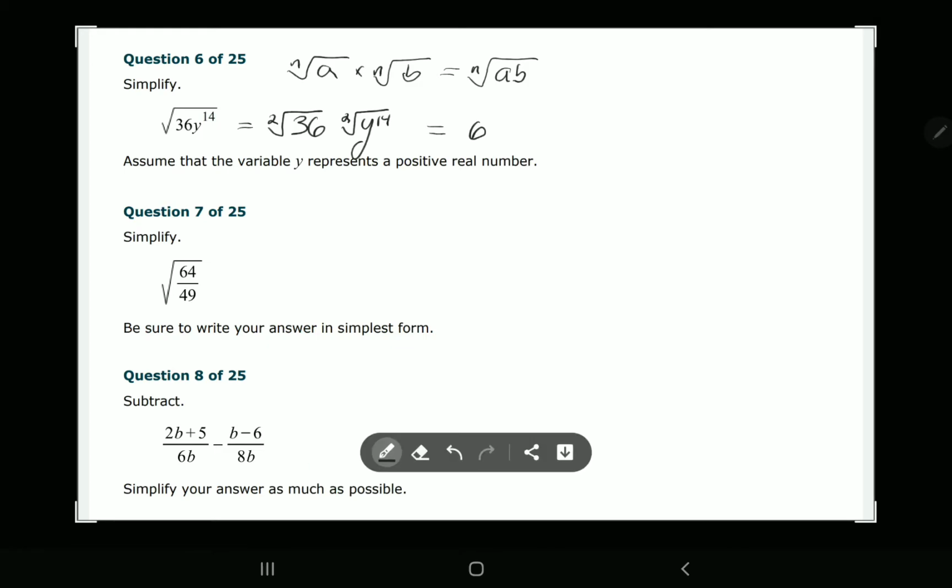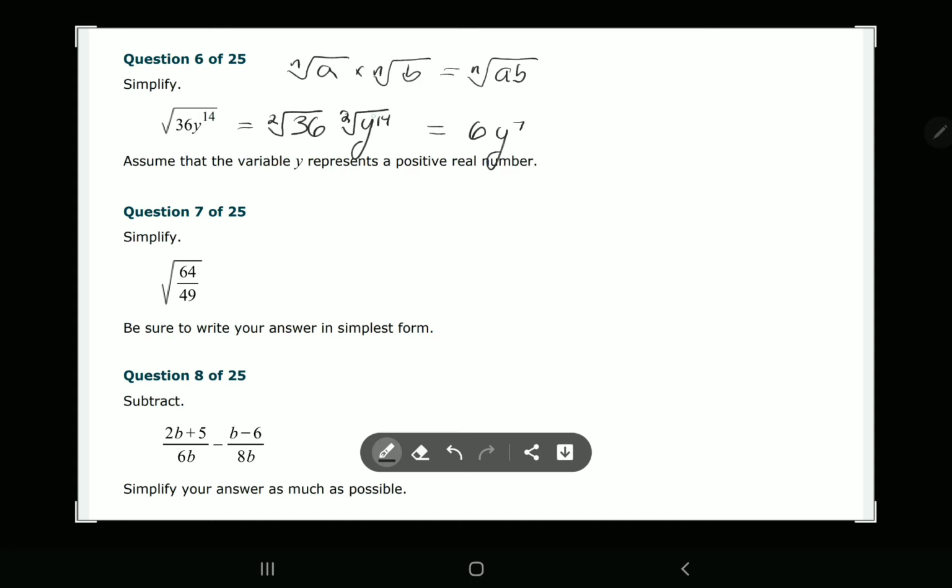Let's ask ourselves, how many times can 2 go into 14? 2 goes into 14 a total of 7 times with no remainder. So the square root of y to the 14th will be y to the 7th power. Now, if you want to use the conversion rule that I did in question number 4, we can use that as well.